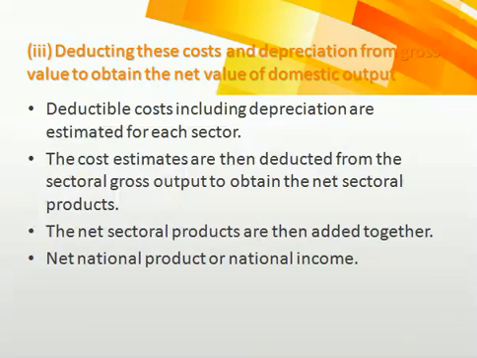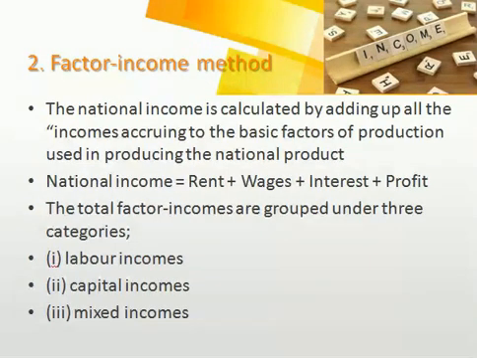Okay, the second one is the factor income method. This is quite interesting. Here, national income is calculated by adding up all the incomes accruing to the basic factors of production used in producing the national product. That means whatever income is being generated, okay, not the monetary value of the products and services, but the income which is being generated, this will be considered.